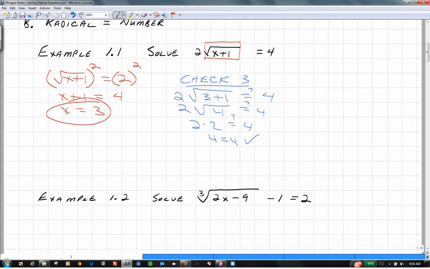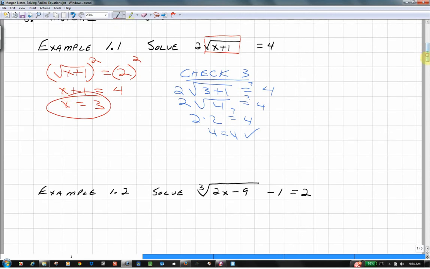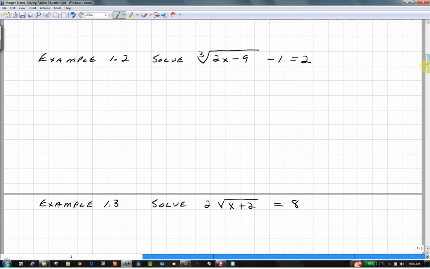Okay, let's do one more of that. Then we'll move on to another kind of problem. Here's one that's got a cube root. So let's give this a shot. What I need to do is get the radical alone. To do that, I'm going to have to add 1 to both sides. So I'm going to have the cube root of 2x minus 9, and when I add 1 to both sides, I get 3. Now I'm going to cube both sides to get rid of my cube root.